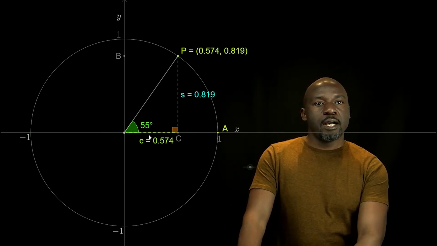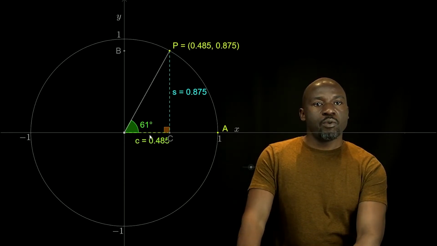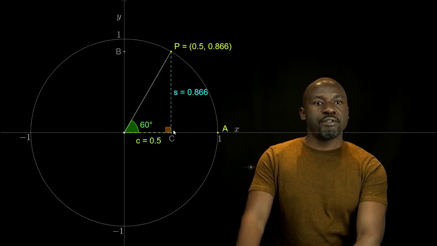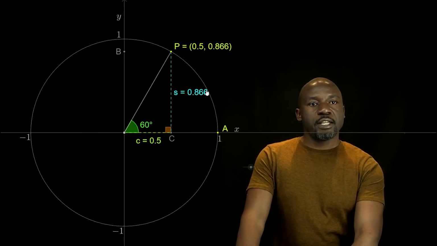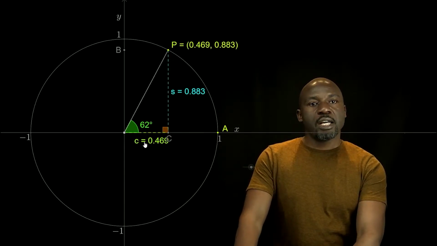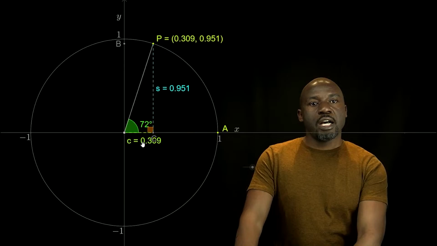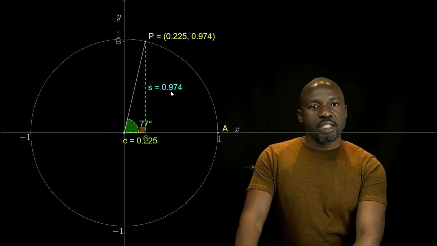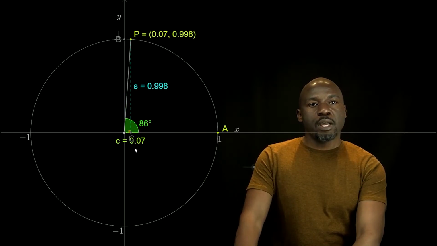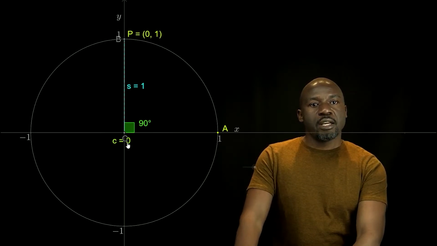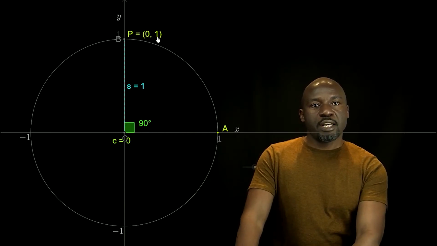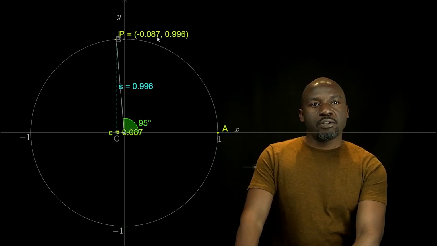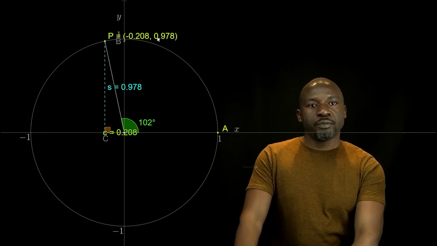Okay? At 60 degrees, we have the sine of the angle is 0.866, which is root 3 over 2, and the cosine is now 0.5. And as we continue to increase the angle, now we are at 72, the sine of the angle is increasing, the cosine is decreasing. Okay, at 90 degrees, the cosine of 90 is 0, but the sine of 90 is 1. And I continue to increase the angle.